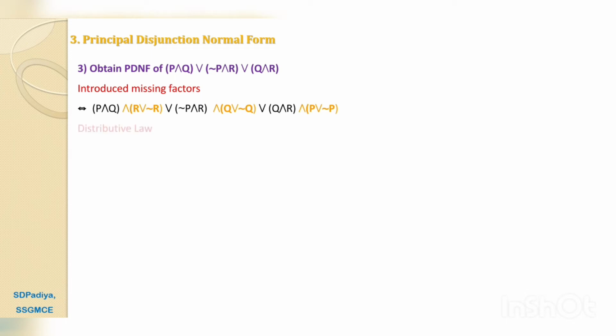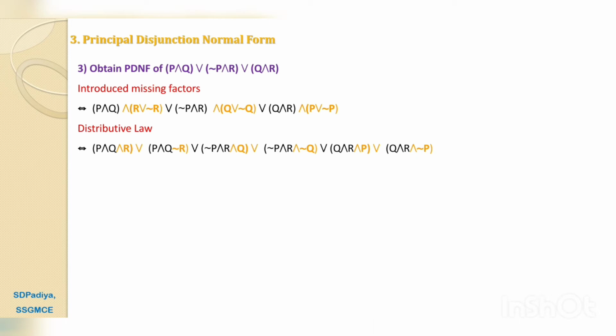Now by using the distributive law, we can distribute the first bracket over the elements of the second bracket. Therefore it is logically equivalent to P and Q and R, or P and Q and not R, or for the second term not P and R and Q, or not P and R and not Q, or for the third term Q and R and P, or Q and R and not P.